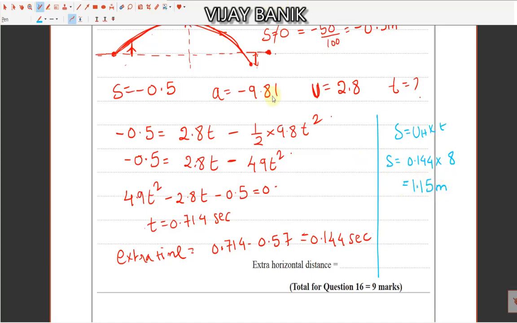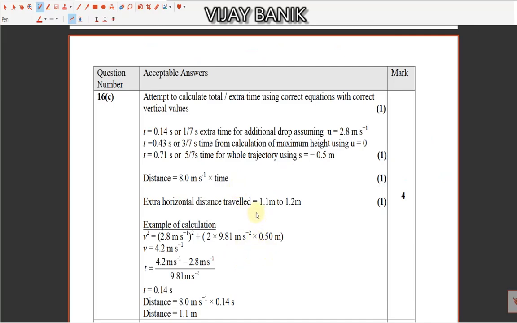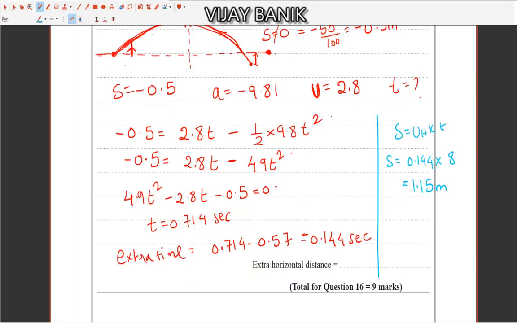Now let me check the mark scheme and see whether it matches. If you see the mark scheme, the extra horizontal distance has been around 1.1 to 1.2. So I got 1.15, which is within the range. I hope you guys understood. Okay, tata.